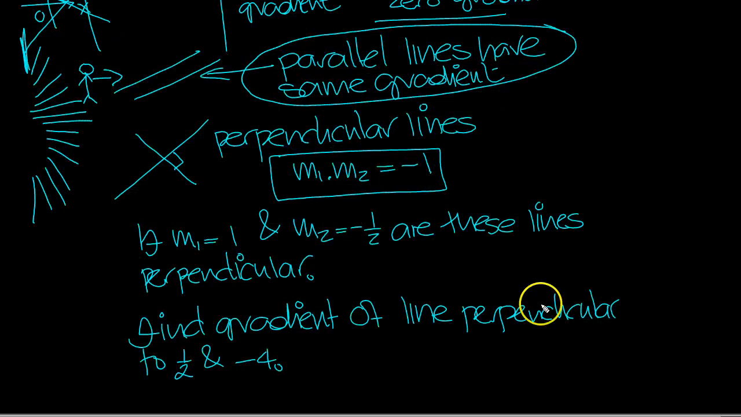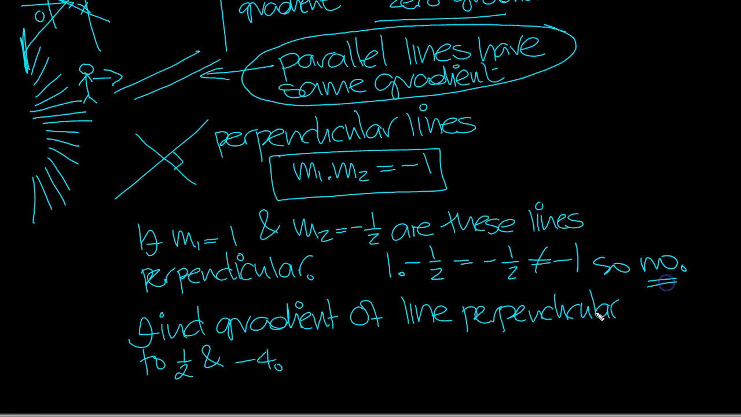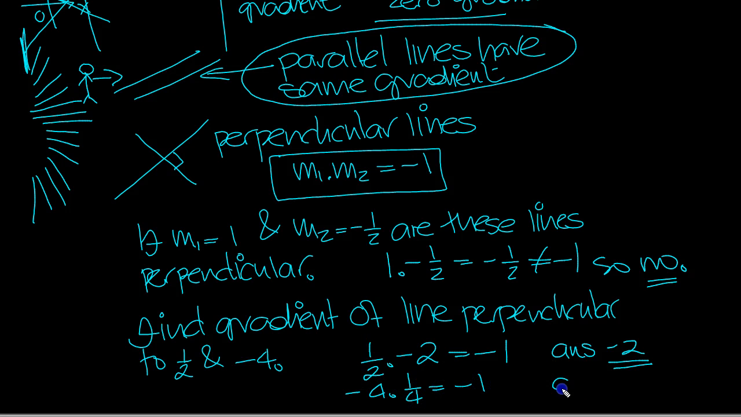So this question then, if m1 is 1 and m2 is minus half, are these lines perpendicular? Well, 1 times minus a half equals minus a half. And that doesn't equal minus 1. So no, they're not perpendicular. Find the gradient of the line perpendicular to a half. Well, a half, what do you need to times that to get minus 1? Well, times it by minus 2. So the answer would be minus 2, wouldn't it? And then minus 4, times that by a quarter, wouldn't you? And that would give minus 1. So answer would be 1/4.